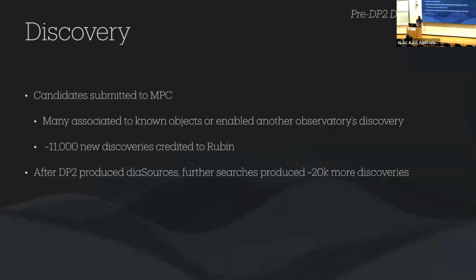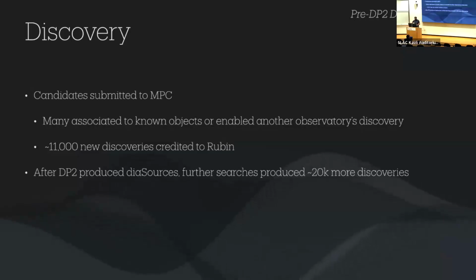All right, so we had something like 60,000 candidates. We submit them to the Minor Planet Center. A whole bunch of these ended up being known objects with substantial ephemeris uncertainty, or allowed the Minor Planet Center to fit an orbit, but another observatory got discovery credit because they had some earlier tracklets. 11,000 of our 60-ish thousand candidates ended up as new discoveries credited to Rubin.